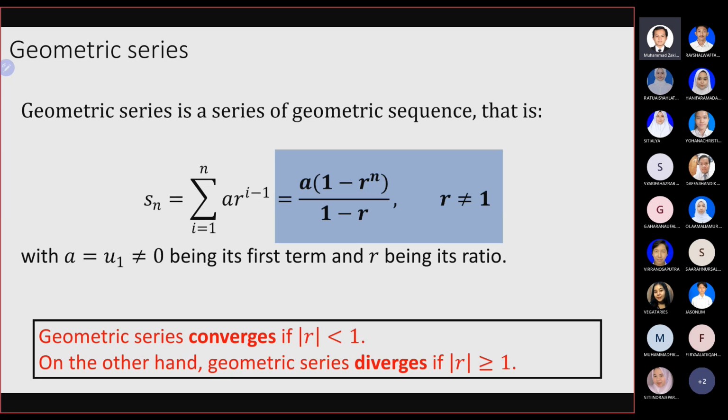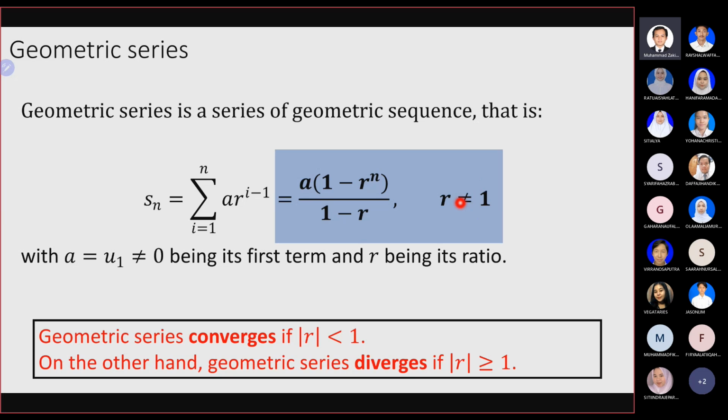For this infinite series, in particular, we will learn about geometric series. Jadi kita secara khusus akan membahas deret geometri, ya. Geometric series is basically a series of geometric sequence that is in this form, and we know that the geometric series can be written in this form. Jadi kita tahu dari SMA ya, kalau deret geometri itu bisa dituliskan ke bentuk ini ya. Where r is not equal to 1, ya, di mana r-nya tidak sama dengan 1.